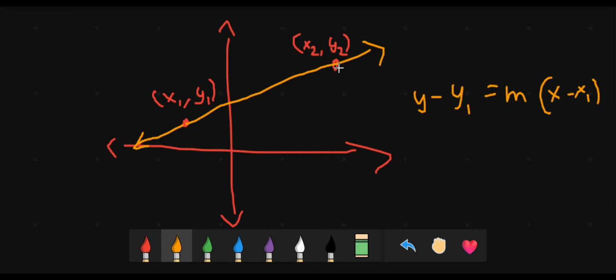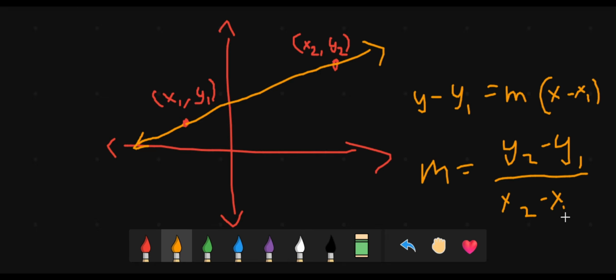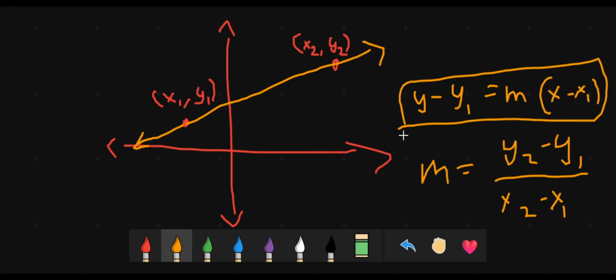How do we find the slope? Well, we have these points, right? This is rise over run. So the slope is going to be y2 minus y1 over x2 minus x1. So this above will be the equation. And this is what m is.